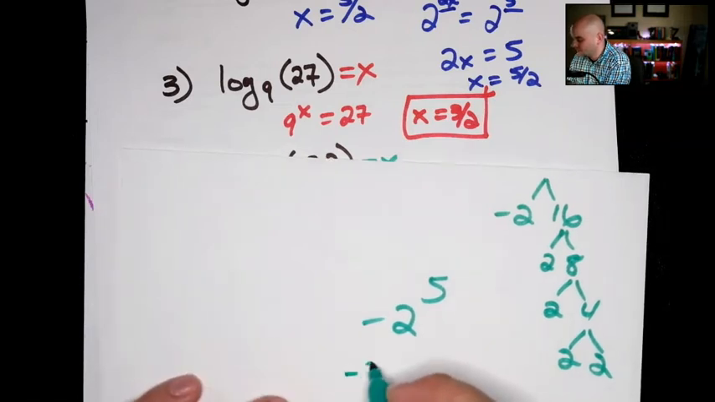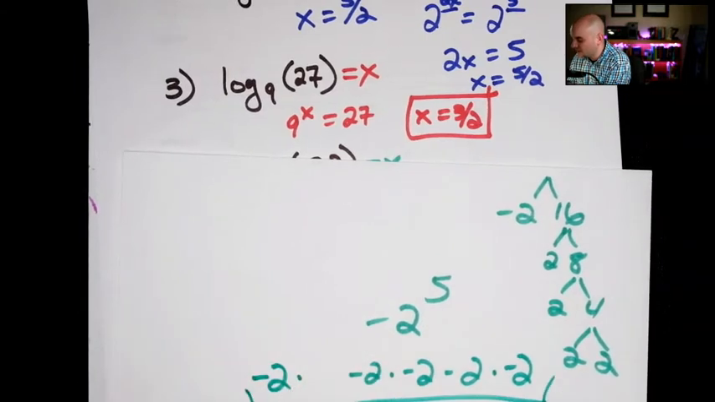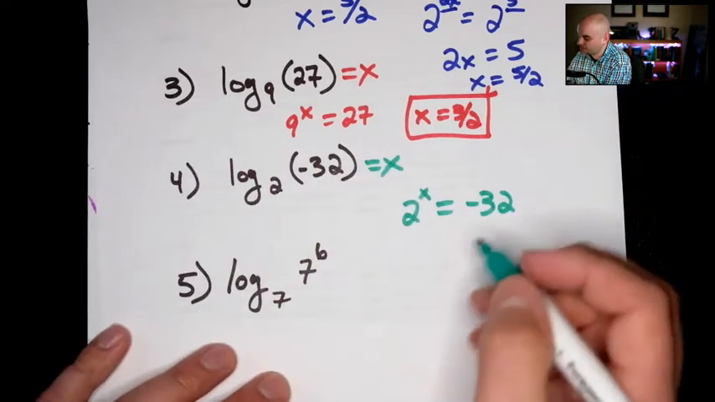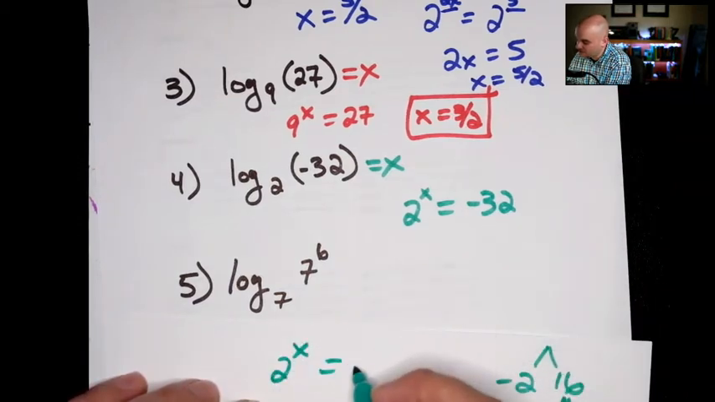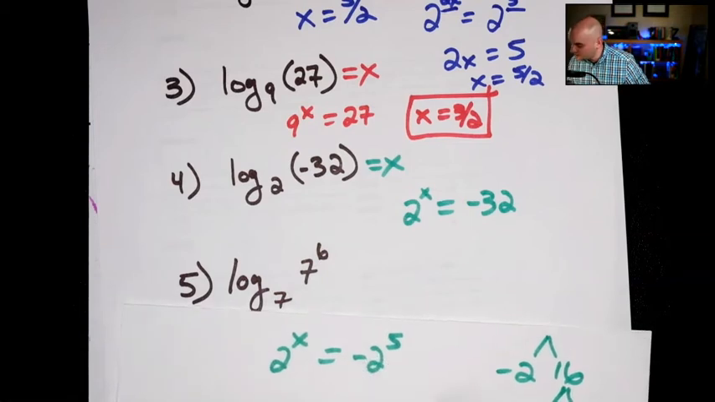And if you think about it, if I got negative 2 times negative 2 times negative 2 times negative 2 times a negative 2, I've got an odd number of negatives here, so my answer will be negative. So I can write it like that, and it's the exact same thing. So this is 2 to the x is equal to negative 2 to the 5th power. Now, these bases are not the same because one is positive and one is negative. So let's see here. There's nothing I can really do here.